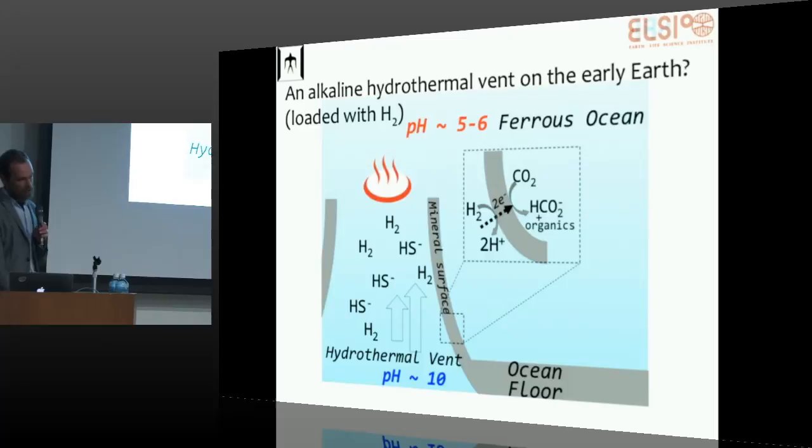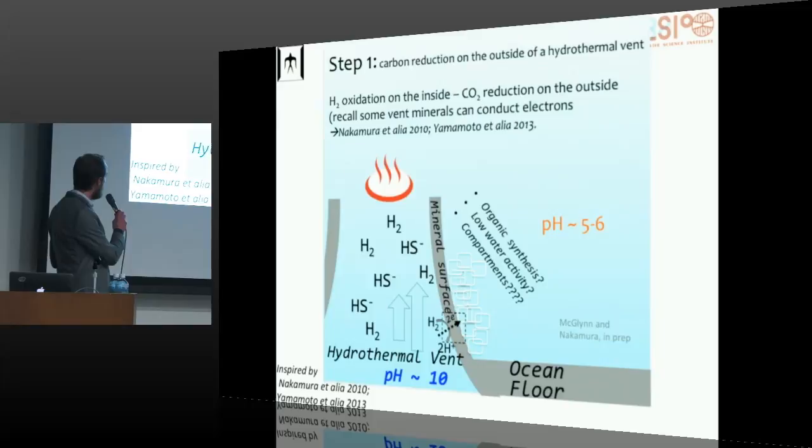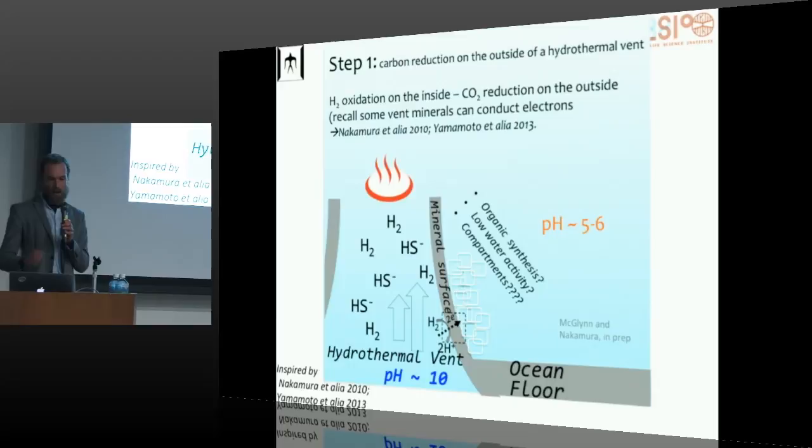And we could make a cartoon diagram like this where you could have hydrogen oxidation coupled to CO2 reduction, but that would happen over a conductive mineral layer here. And so maybe that would be a way of accumulating organic carbon on the surface of one of these vents. And this is totally inspired by my colleagues Nakamura-san and Yamamoto-san, who actually discovered that a lot of hydrothermal vents are electronically conductive. And then this is where I'm really dreaming here.